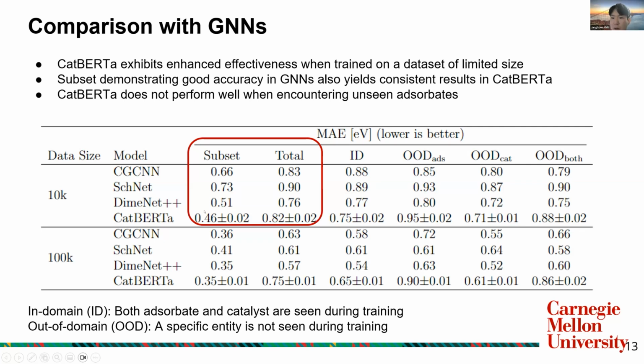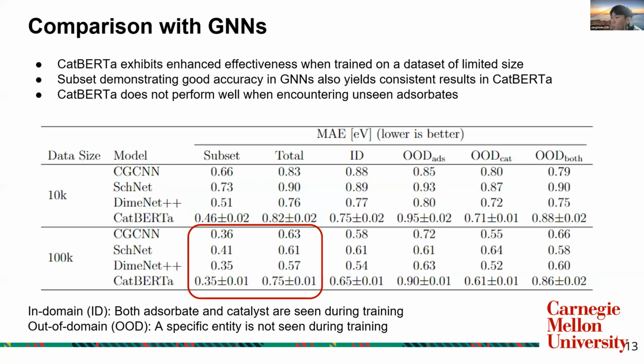In this case, CatBERTa demonstrates enhanced effectiveness compared to other GNNs. So this obviously shows better results, lower MAE compared to other GNNs. However, when the data size is increased to 100K, the total accuracy slightly lags behind other GNNs. But still, for the subset, it shows comparable or slightly better results compared to other GNNs. So of course, this will be our further challenge. But still, for the systems where the energy and structure relationship is pretty much evident, our CatBERTa model can capture that relationship pretty well.